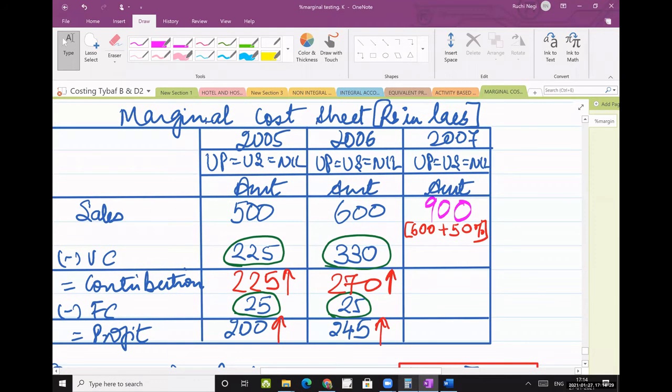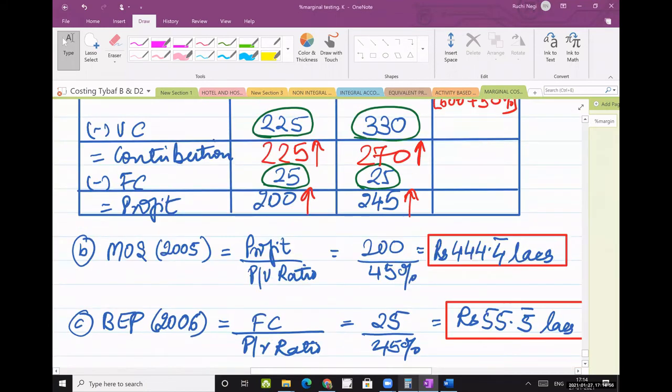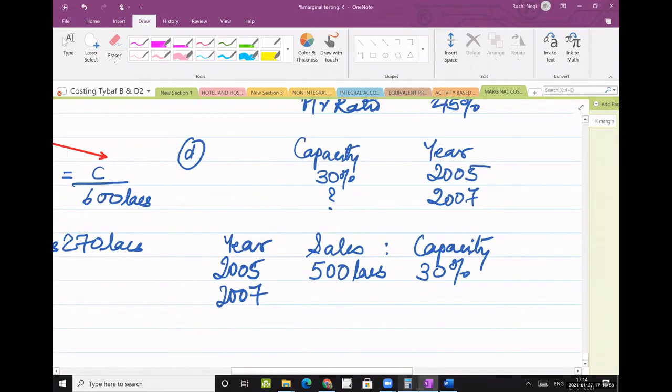Is this clear to everyone? Did you understand how sales is 900 for the year 2007? In the question it is mentioned that 2007 sales will be 50% up of 2006 sales. So what is the 2006 sales? 600. So raise 600 by 50%. So 900. Clear? Now I will get this answer.